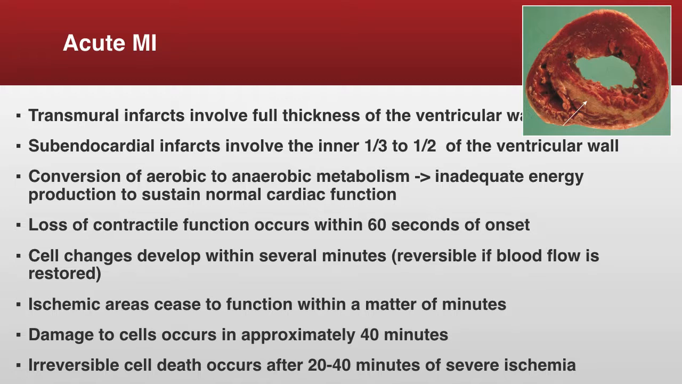Remember that when the cell is in aerobic metabolism, it produces a lot of ATP, which is our energy packets for that cell. And when we go into anaerobic, we're not making nearly as much ATP. The heart cell has extremely high metabolic needs, and so if we don't have enough oxygen, then that cell is not going to get enough of those ATP packets to keep going.